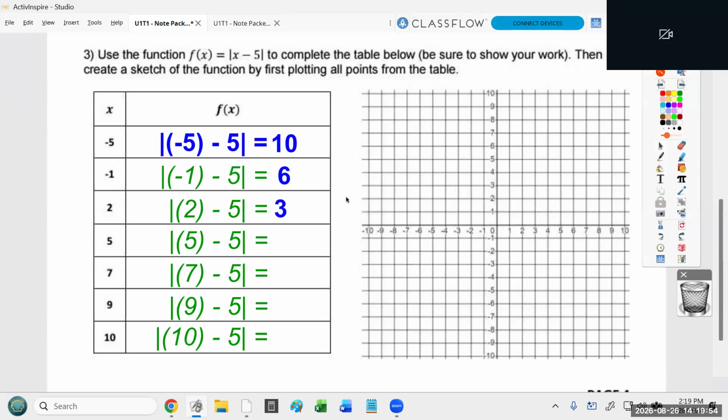And the rest, now you actually don't even get a negative number when you subtract. You've got 5 minus 5, which is 0. You've got 7 minus 5, which is 2. You've got 9 minus 5, which is 4, and you've got 10 minus 5, which is 5. And the absolute value of 0 is 0. The absolute value of 2 is 2. The absolute value of 4 is 4. Okay, so these numbers just kind of take care of themselves.